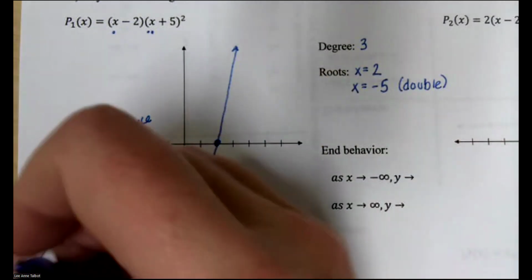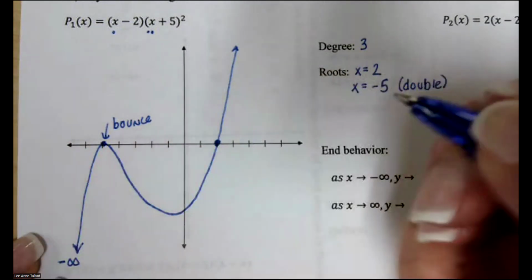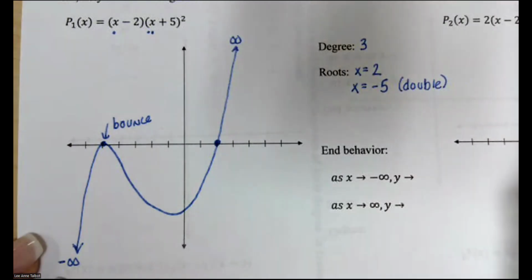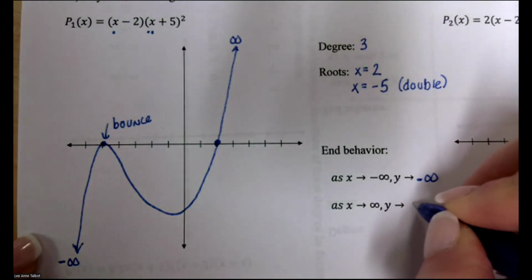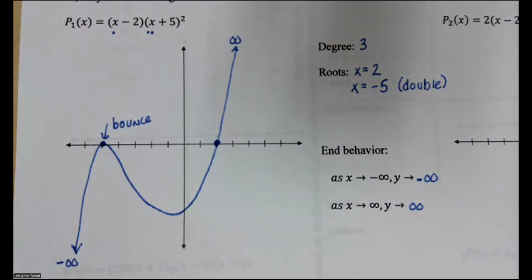Now let's do end behavior. The left side is going down. The right side is going up. And that problem is done. It really should take a lot less time than that, but I was very thorough. The next one we're going to do is number 3. So scoot your paper down to number 3.